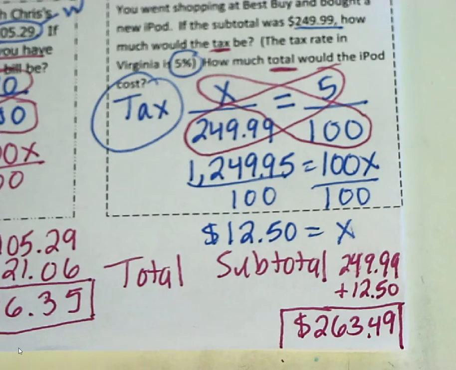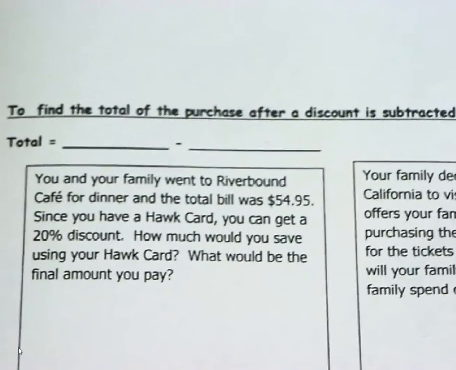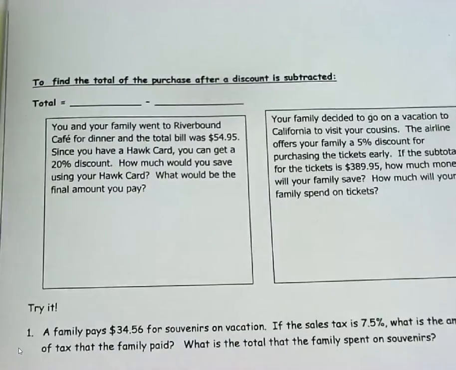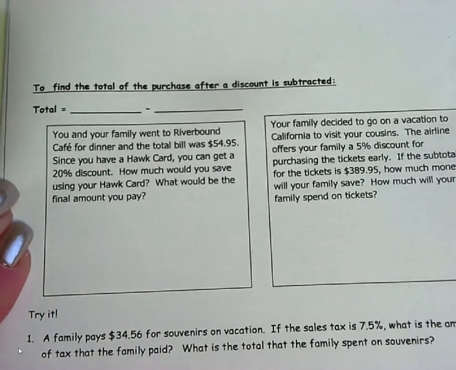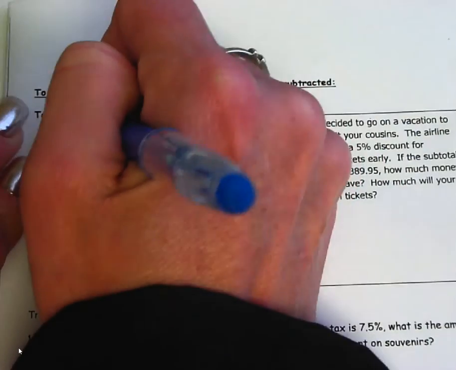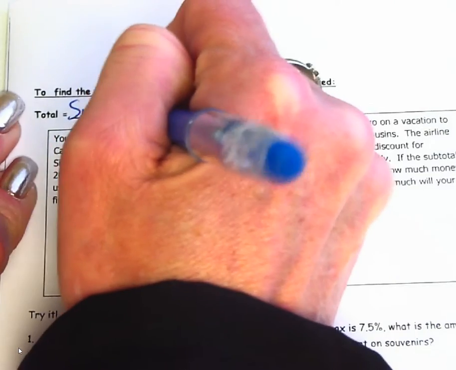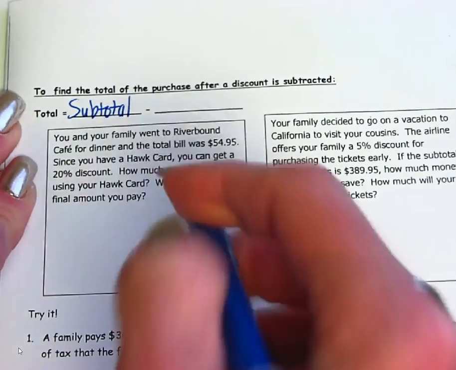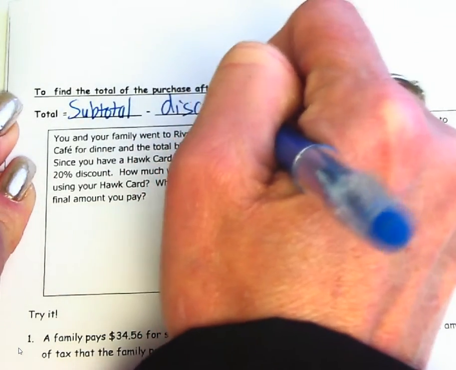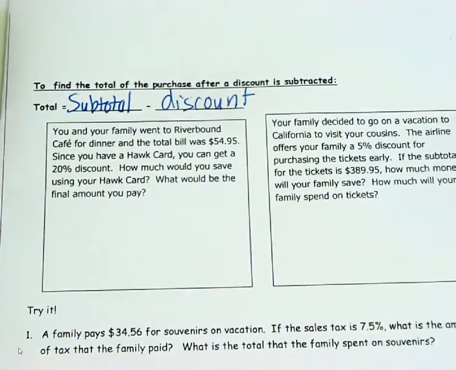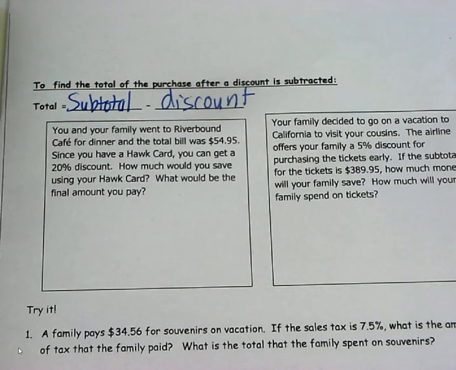If you look at the other problem, we're going to flip over the sheet. We're going to learn how to find the total of a purchase after a discount is subtracted. So your total is going to be found. Again, you're going to start with your subtotal, and this time, instead of tax and tip, we're going to subtract our discount. Now you don't subtract the percentage, you use the percentage to find the discount.